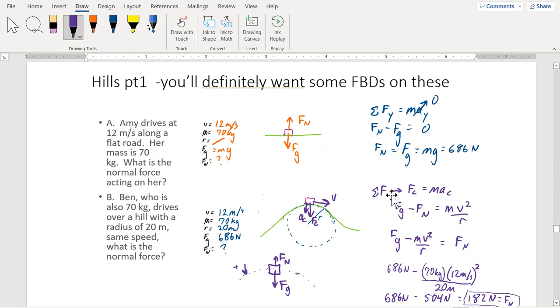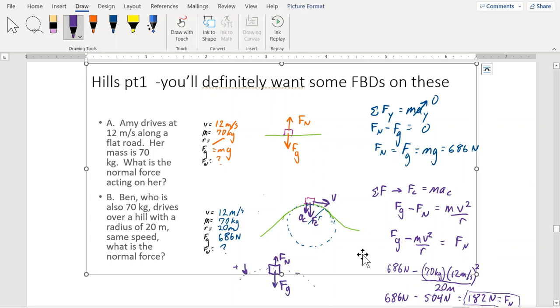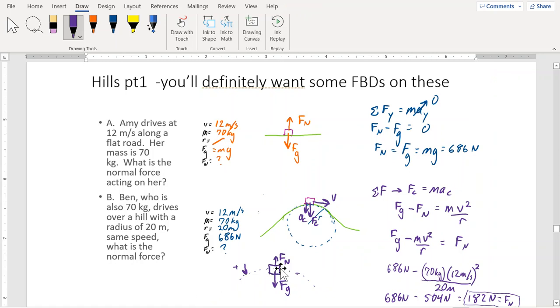Now, something to keep in mind, as we mentioned, the gravitational force is going to be a constant size. The normal force is the part that's going to be changing. Normal force might be upwards, might be downwards, might be bigger, might be smaller. In this case, normal force is smaller, and hopefully that makes sense, because if you've ever gone over a hill kind of fast, you feel a little bit lighter as you go over the hill.